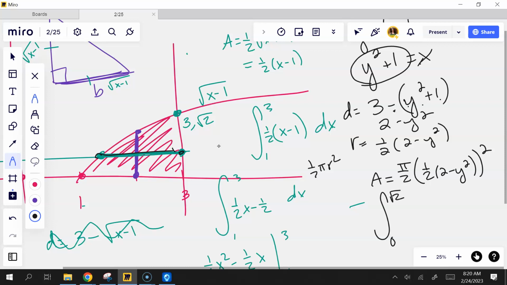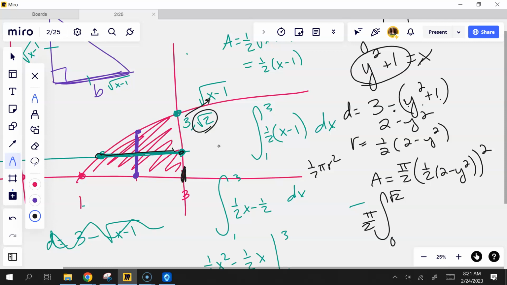Square root of 2. I'm going with respect to y, remember, so I'm bottom to top. This point right here, I put 3 in here, because I know x is 3, that's a vertical line at 3. I'm probably going to take this pi over 2 and put it on the outside.